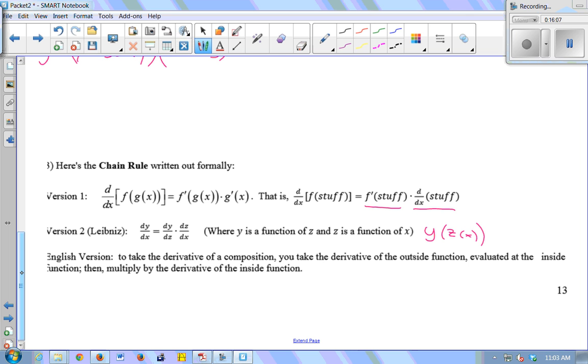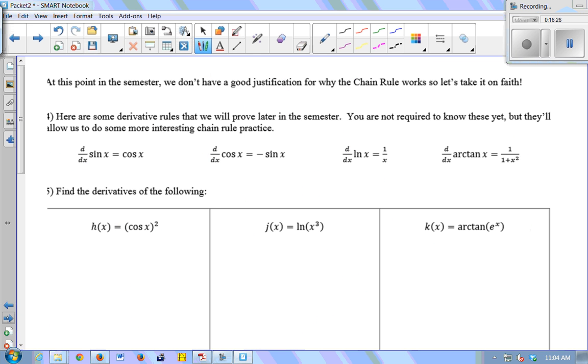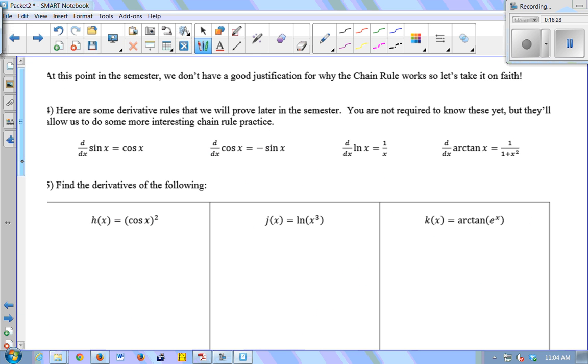And then the English version, which is the version we've been using so far, says to take the derivative of a composition, you take the derivative of the outside function, evaluate it at the inside function, then multiply by the derivative of the inside function. All right, so at this point in the semester, we don't have a good justification for why the chain rule works. So we're just going to have to use it on faith for now.